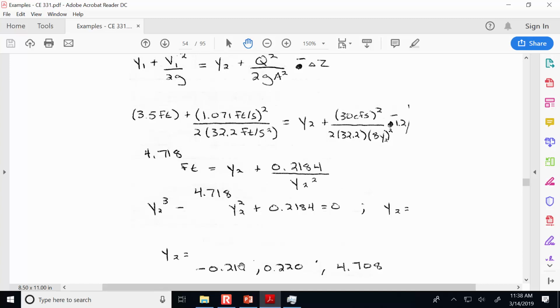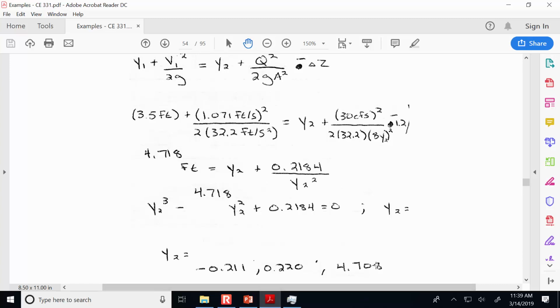And what we'll find is that the three roots are, here's a negative root, a supercritical root where the depth is shallow, and then the subcritical root where the depth is greater than the critical. And so in our case, here's the answer, 4.708. So this is the new depth at 2. So after that step down, the flow's gaining some energy. And as a result, it's going to set itself up at a new flow depth.